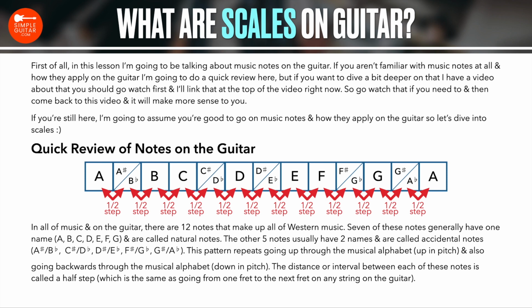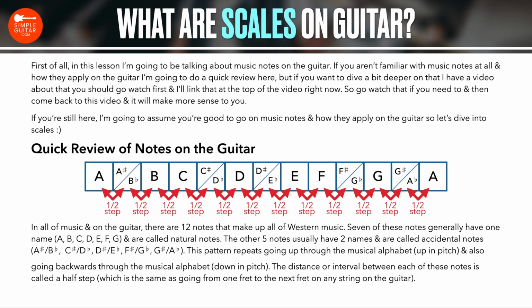The distance or interval between each of these notes is called a half step, which is the same as going from one fret to the next fret on any string on the guitar, just like this. If I play one fret and I go up to the very next fret, I've moved a half step. If I go back down, I've gone down by a half step, okay?